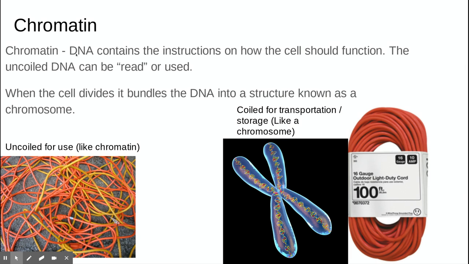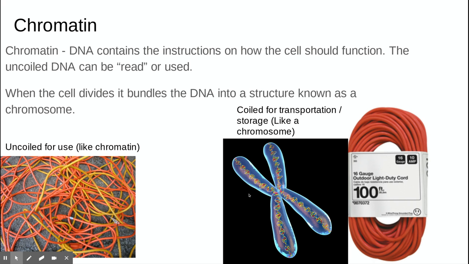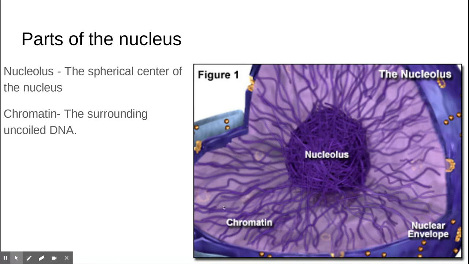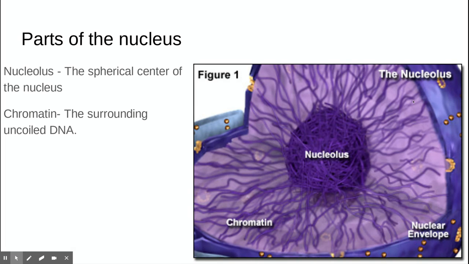Chromatin. So this is the DNA while it's uncoiled. Again, that's these little purple lines. I compare it to an extension cord because when you uncoil it, that's when you're going to be able to use it. An extension cord is not very useful when it's all coiled up. It's not very long. So while your DNA is uncoiled as chromatin here, you will be able to use it, and your cell can copy that information and send it off to different parts of the cell.